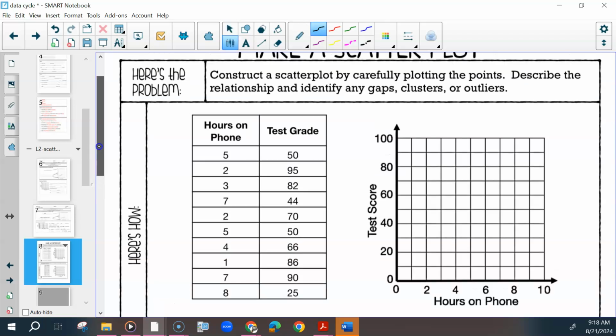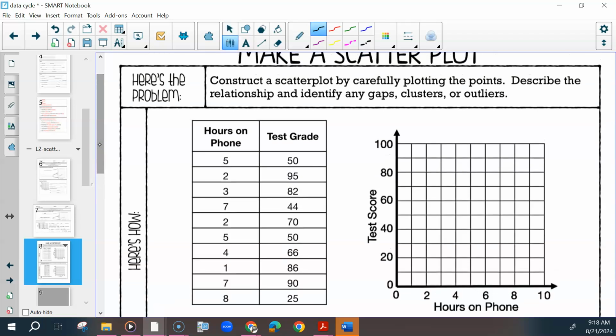So we have some data. We need to construct a scatterplot by carefully plotting the points, describe the relationship, and identify any gaps, clusters, outliers. We will talk about that part in a moment. Sometimes it's janky. You have to take your pencil out and put it back in a couple of times.